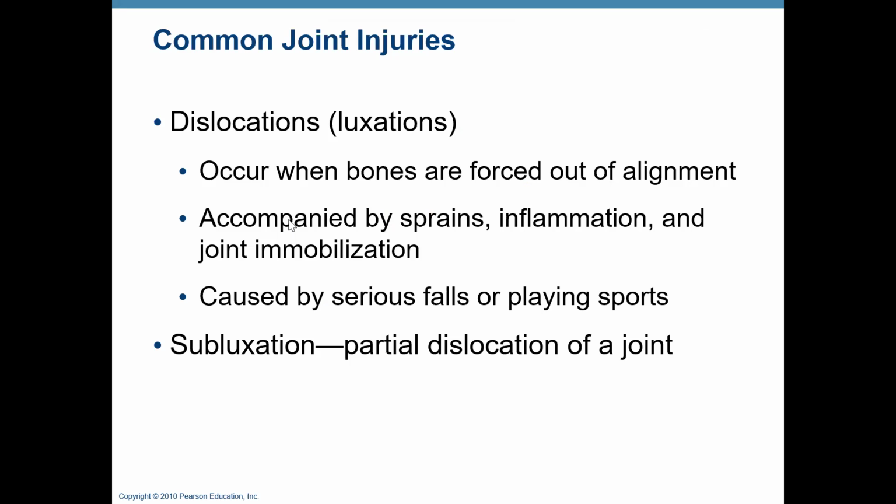Now, when a joint does come out of alignment, it's referred to as dislocation or luxation. It can be accompanied by stretching out ligaments, which is a sprain, or tendon strain, usually due to some type of injury playing sports. If a joint comes slightly out of alignment, it's referred to as subluxation.